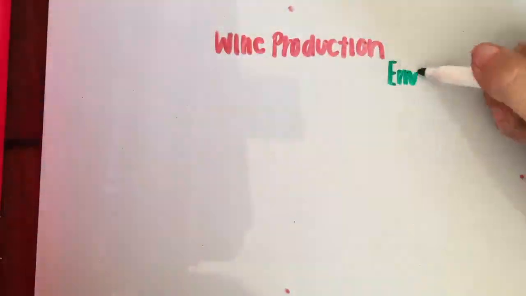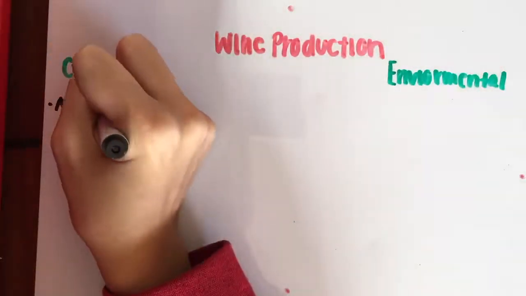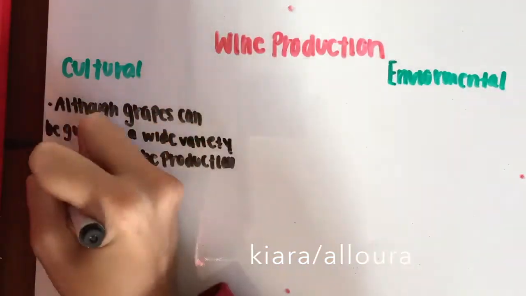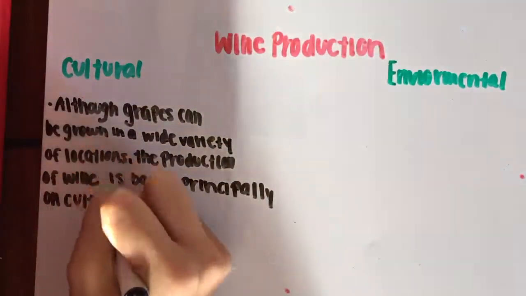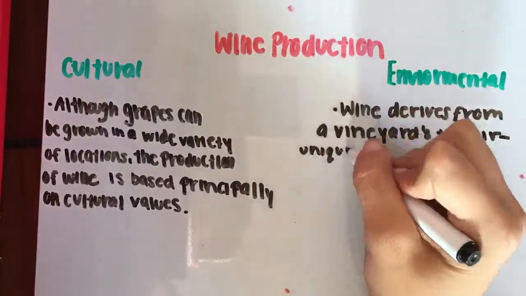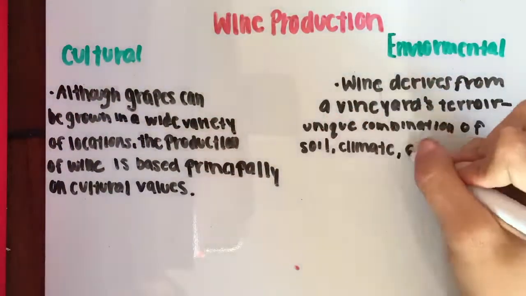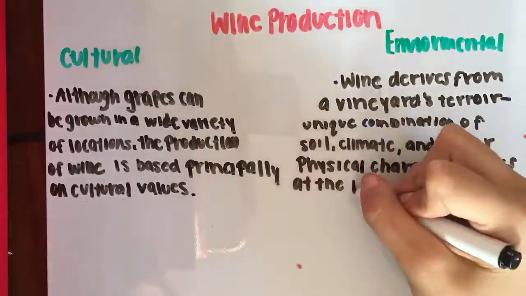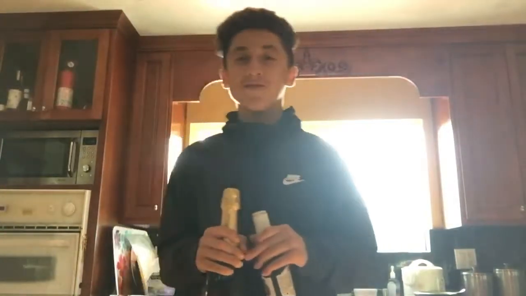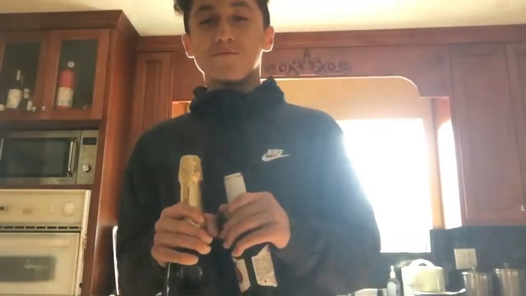Wine production. Cultural and environmental. Although grapes can be grown in a wide variety of locations, the production of wine is based primarily on cultural values. Environmental. Wine derived from a vineyard, terroir, a unique combination of soil, climate, and other physical characteristics at the place where the grapes are grown. Wine consumption is relatively high in California, where most of the U.S. production is concentrated, and beer consumption is relatively low there.